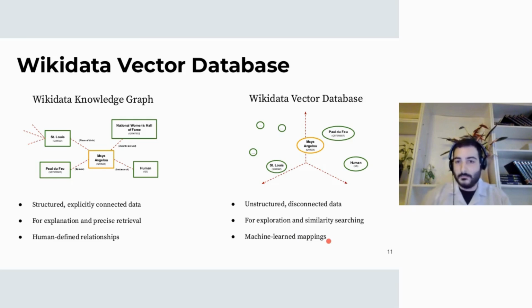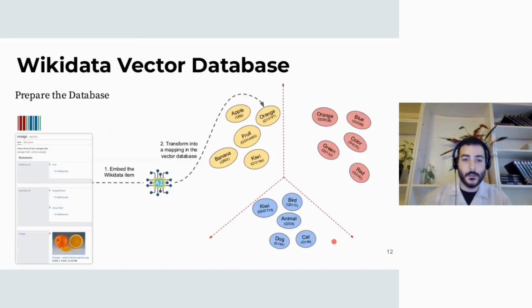So what does that mean? What is machine-learned mapping? To better understand this, I thought I'd show you how we prepared the Wikidata vector database. We start off by taking each item from Wikidata. For example, here we have the item for orange, the fruit. We pass it through a large language model, which then transforms it into a vector, which we can consider like a mapping or a coordinate where the item would lie in the vector database. And the mapping is not arbitrary. It takes into consideration the context or the meaning behind the item.